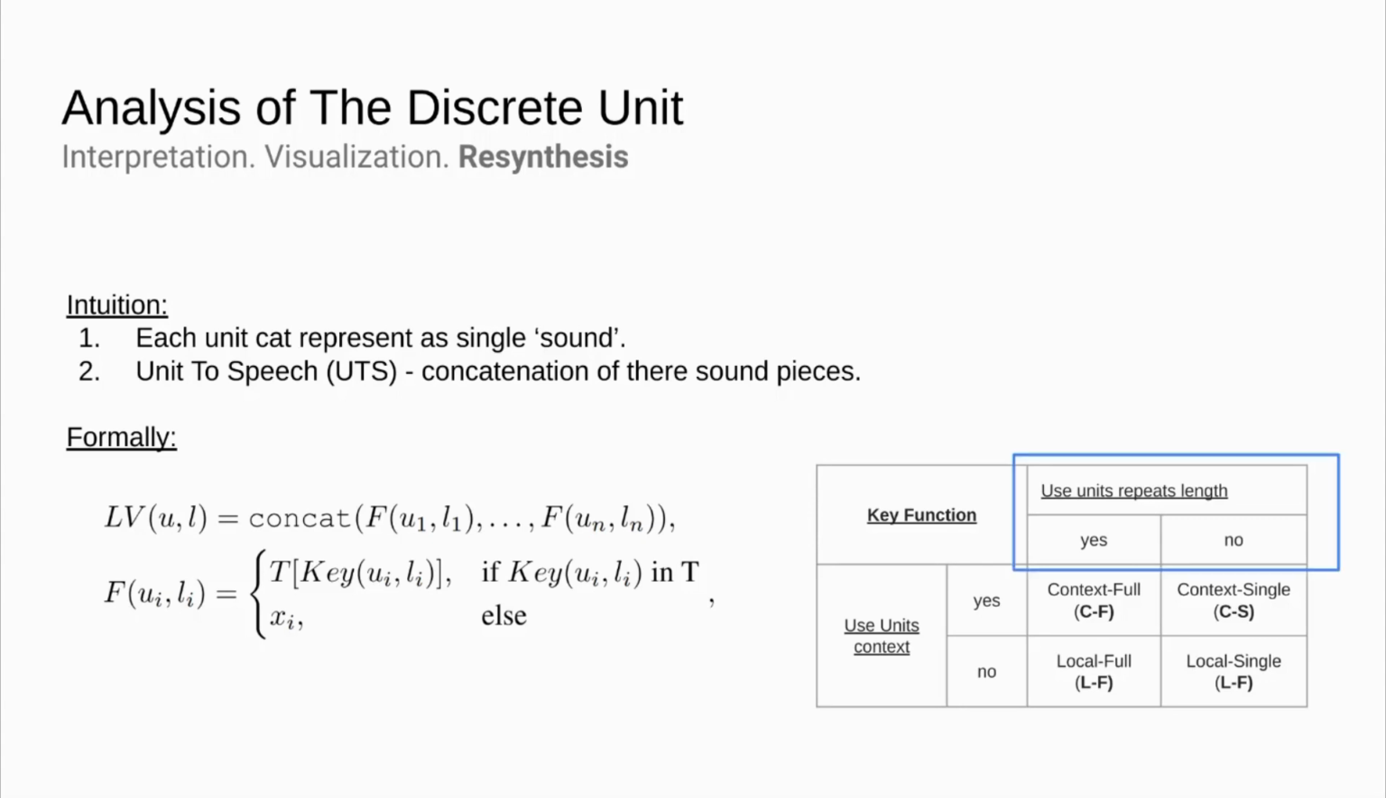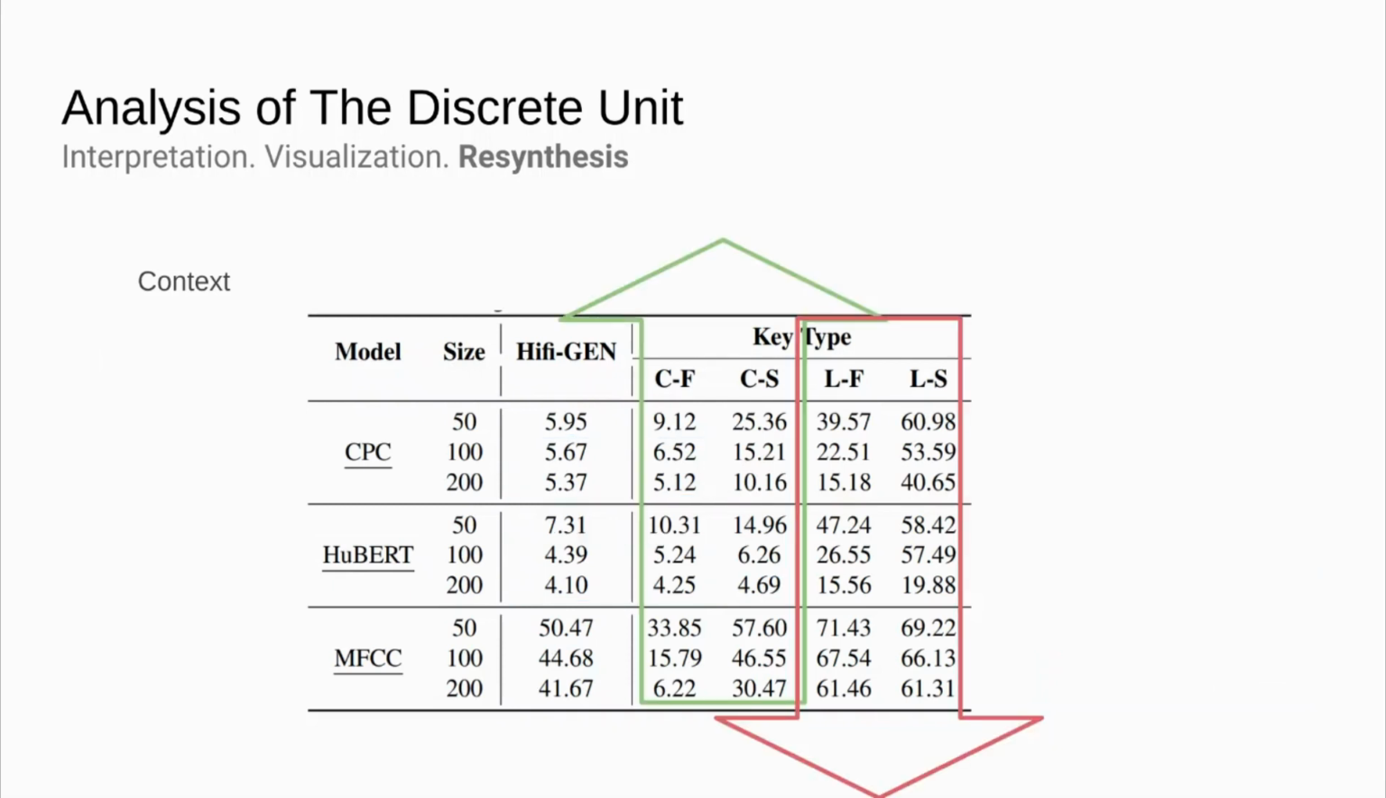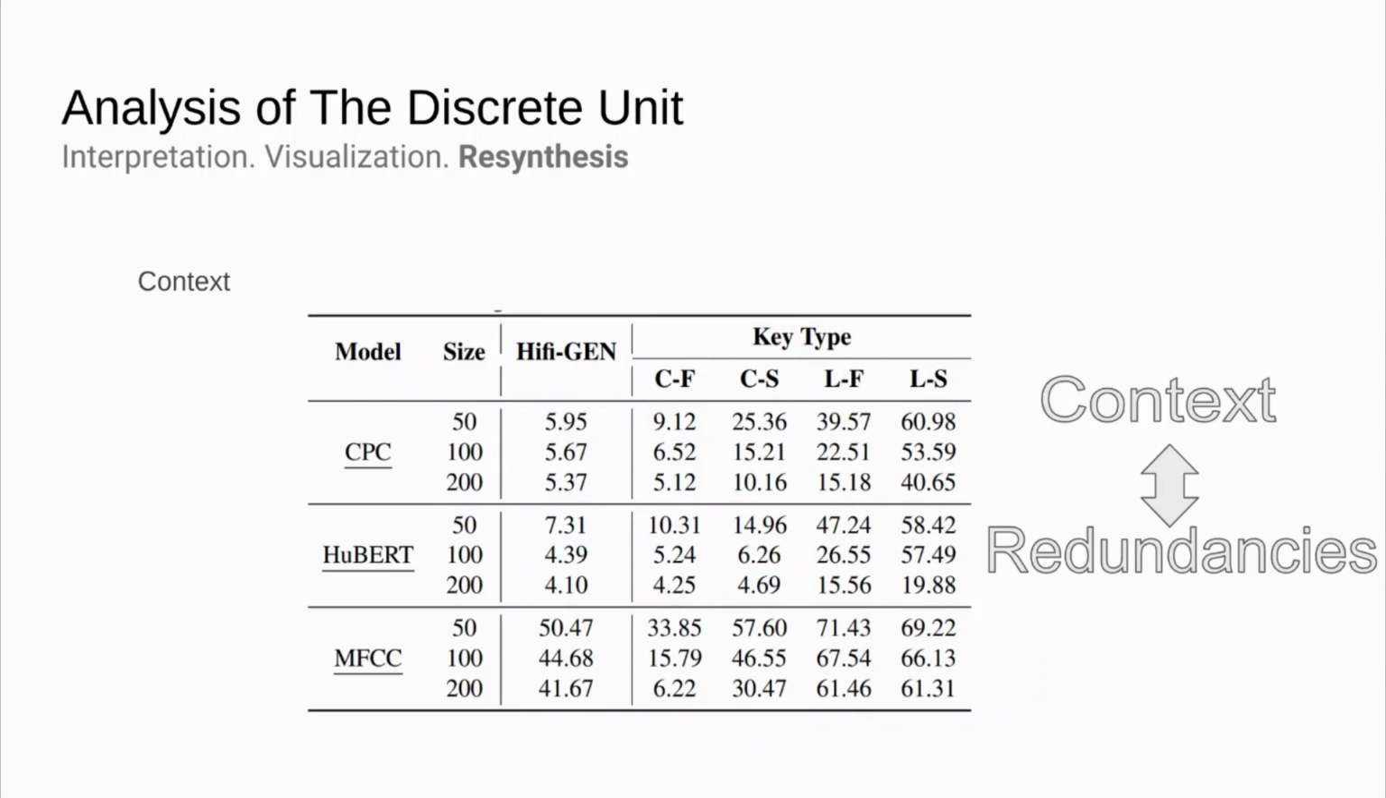1. If the key contains the unit's repeat length. 2. If the key contains the unit's context, that is, the units before and after this unit in the sequence. The results are similar to our intuition. There is just a slight difference between the HiFi-GAN and the lookup scores. Also, we can see that the context of the units critically affects the results, while the unit length has a lower effect. Finally, this understanding helps explain unit redundancies. The same phoneme in different contexts will be represented by other units.